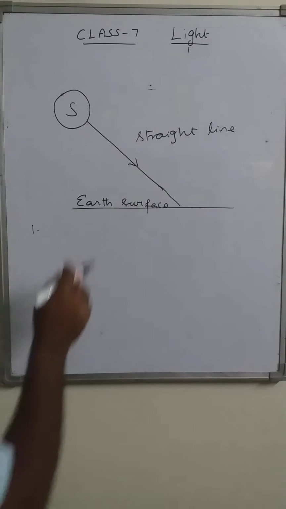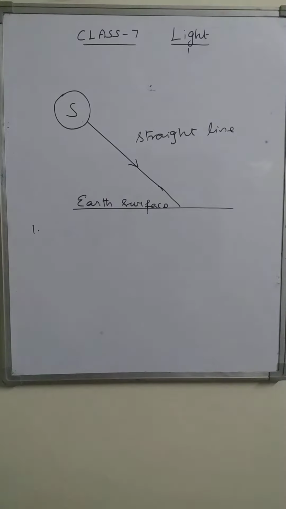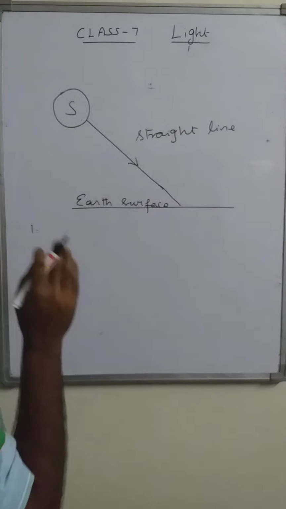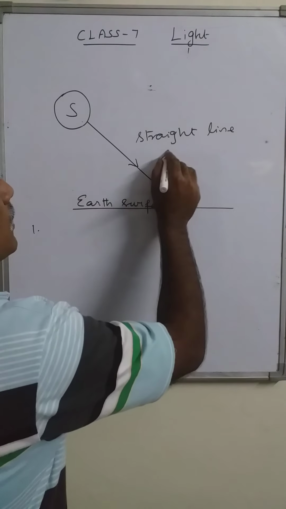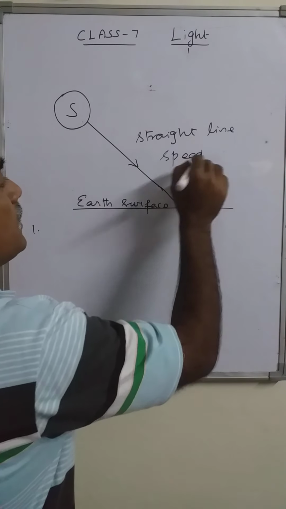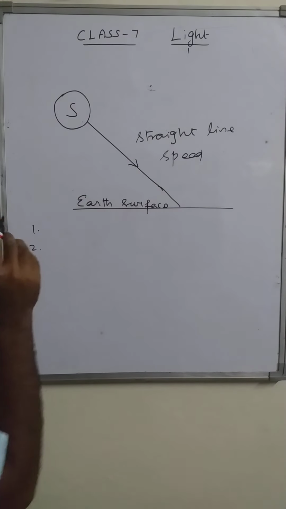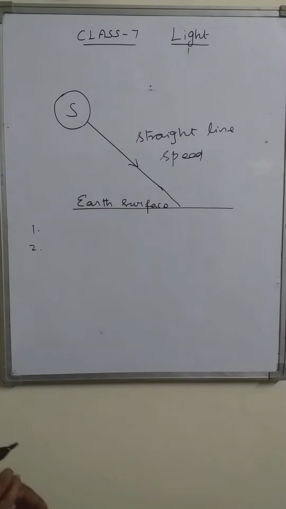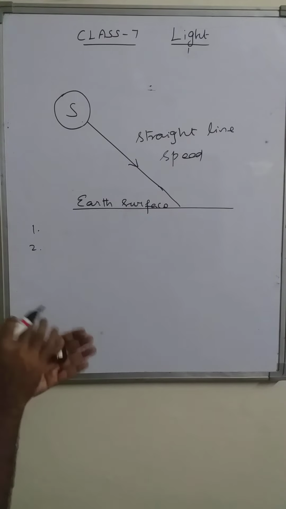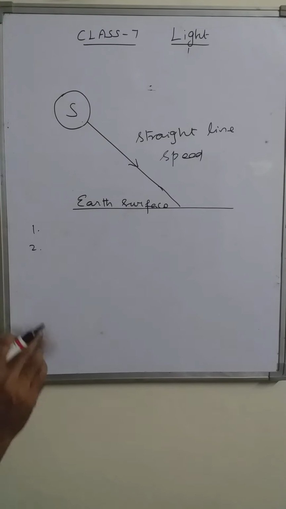Okay. So this light is traveling from the sun to the earth. If anything is traveling, definitely it has some speed. So light is also traveling with some speed, and the speed of light is utmost. It is the fastest. No material object can travel with the speed of light. The speed of everything is very, very much smaller than the speed of light.